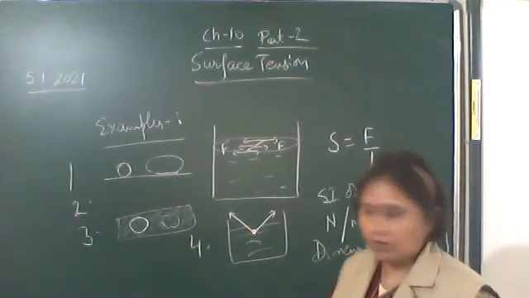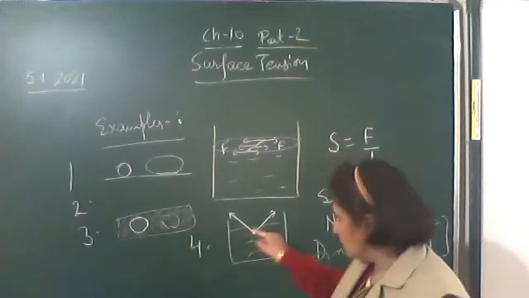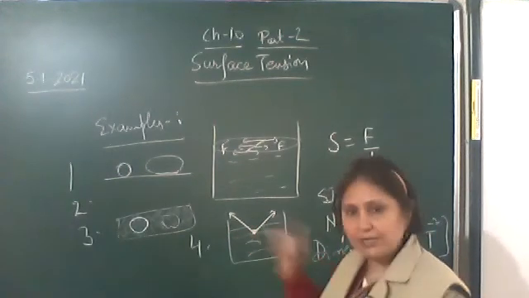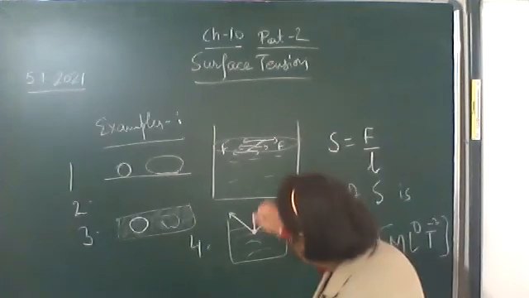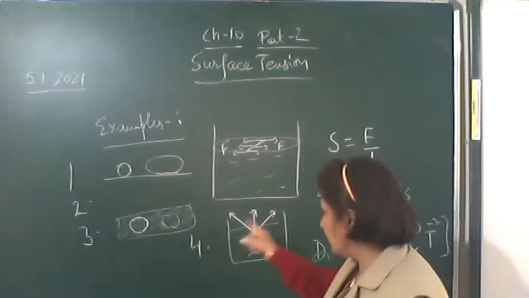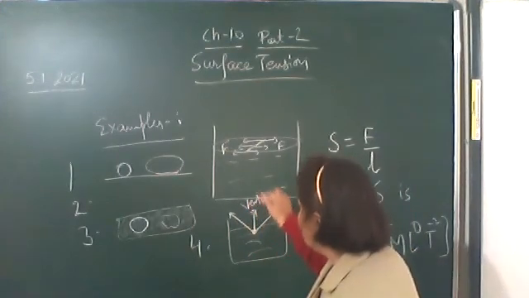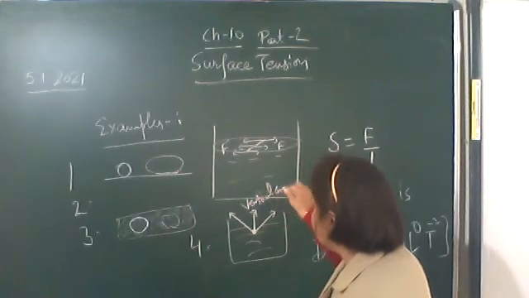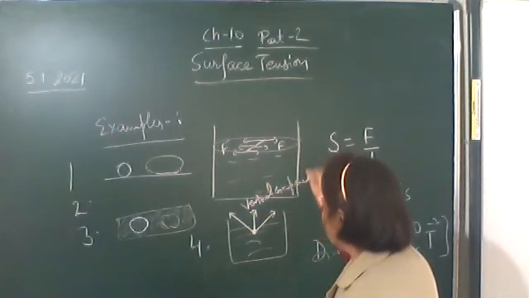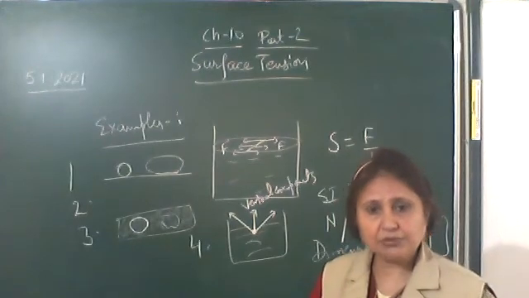Okay, now this force can be resolved into two components. The horizontal components cancel out and the vertical components will be added up. The vertical components will be acting in this direction. So these are the vertical components of surface tension. Why does it keep floating? Because the net force on it is 0.